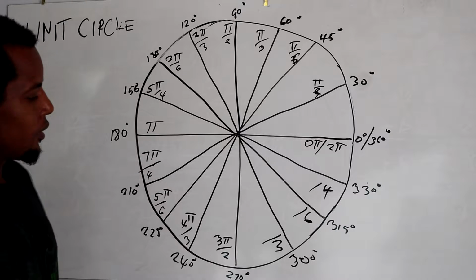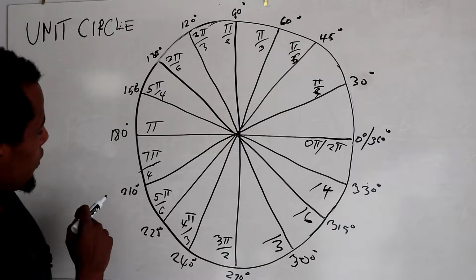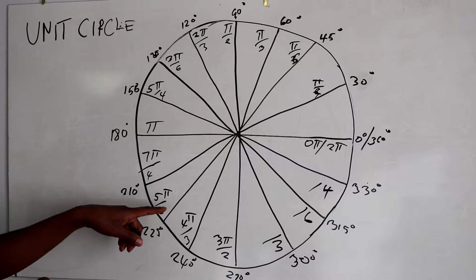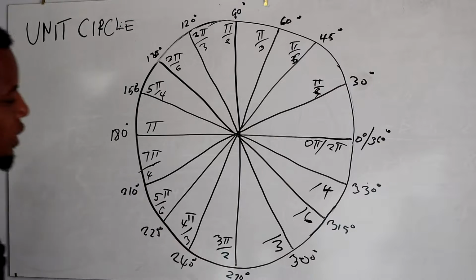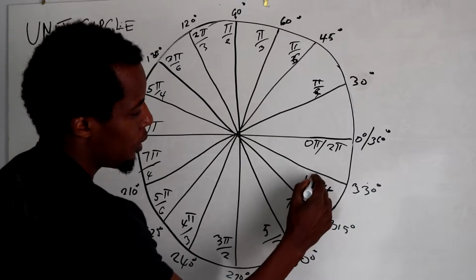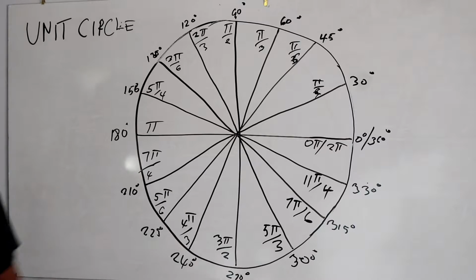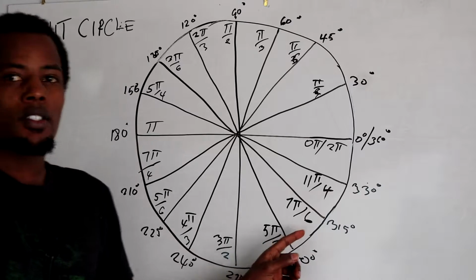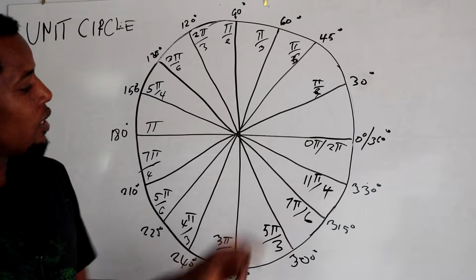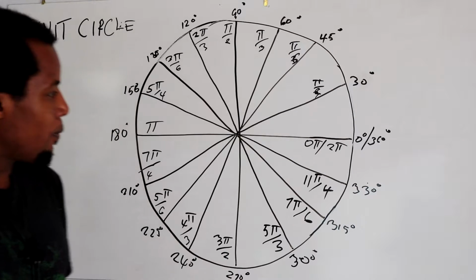Did I get it right? Oh, yes. 7, 5, 4. Here is 5, 7, 11 over pi. So 300 degrees is 5 pi over 3, and 315 degrees is 7 pi over 4, and 330 degrees is 11 pi over 6.